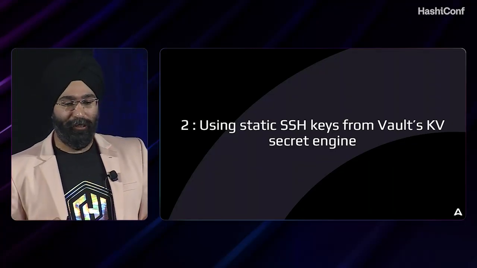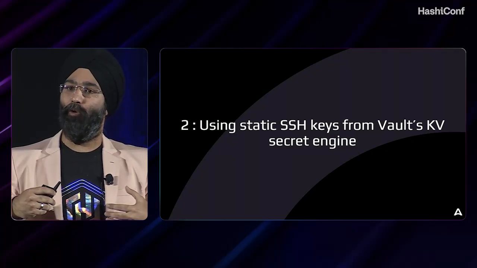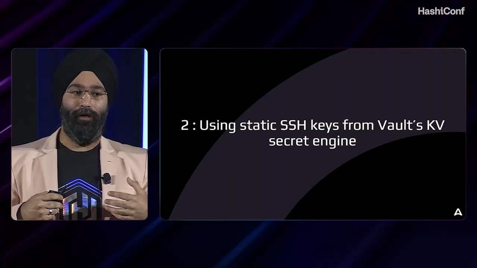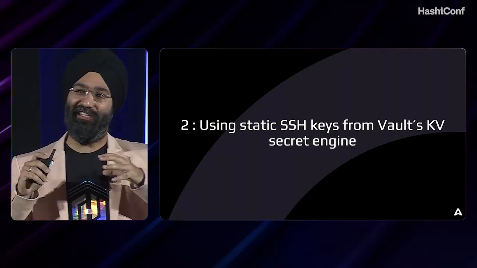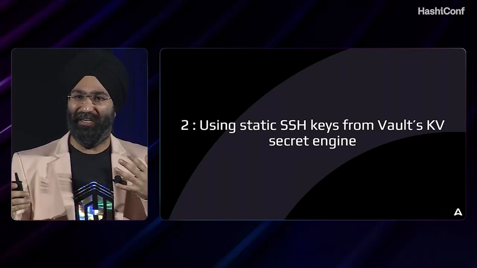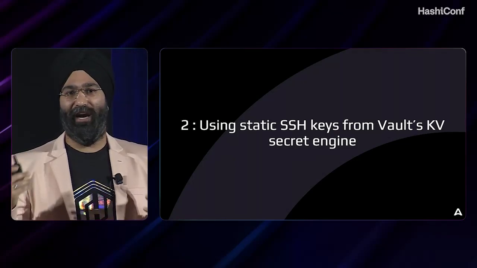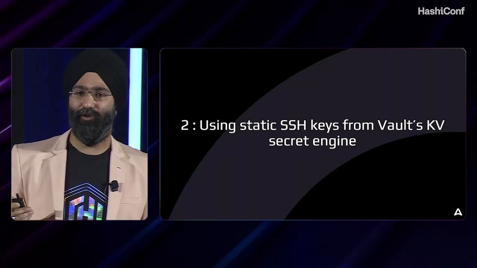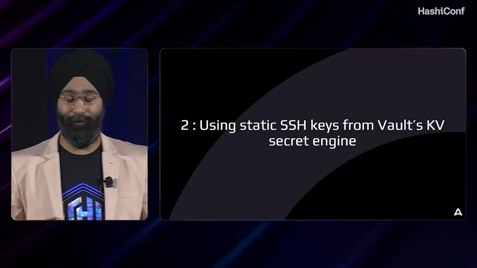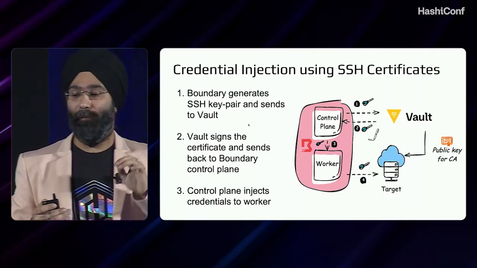The next part is, even if you now integrate HashiCorp Boundary with Vault, the static SSH keys are still stored in the Vault KV secret engine. Those are still scary, long-lived static credentials at the end of the day. So how do we get rid of those credentials now? This is exactly where SSH certificates come into the picture.